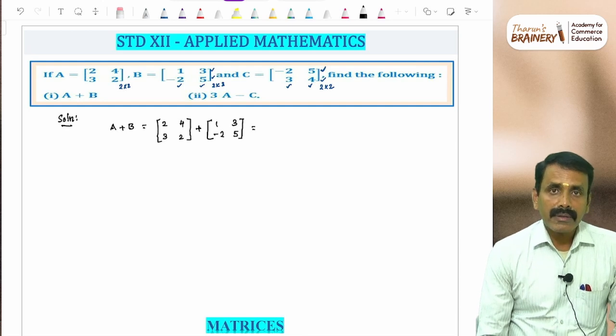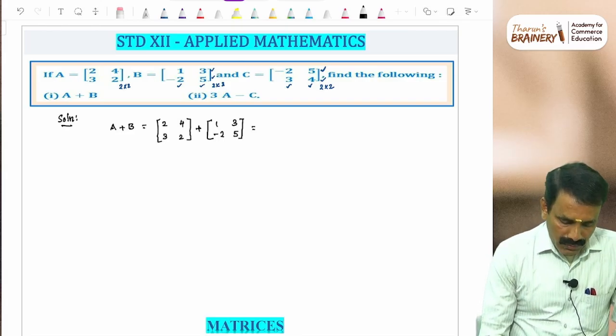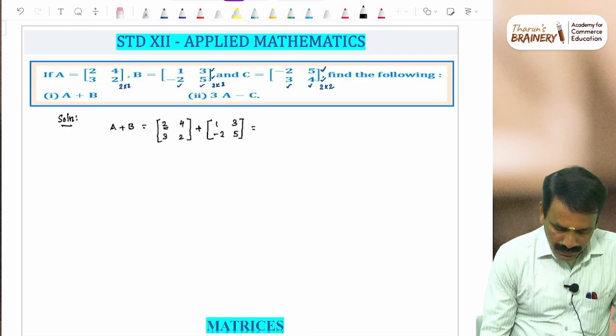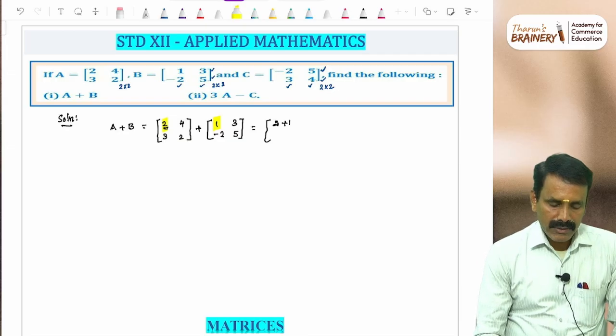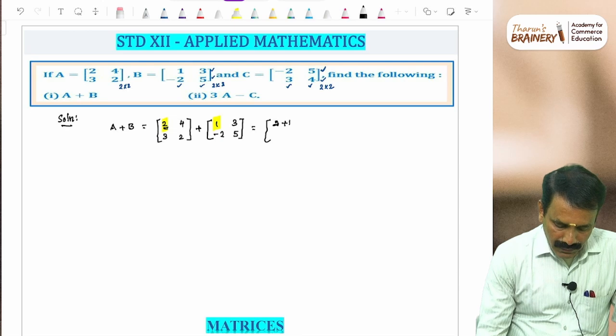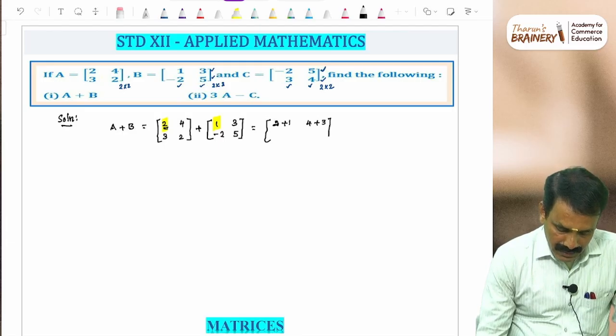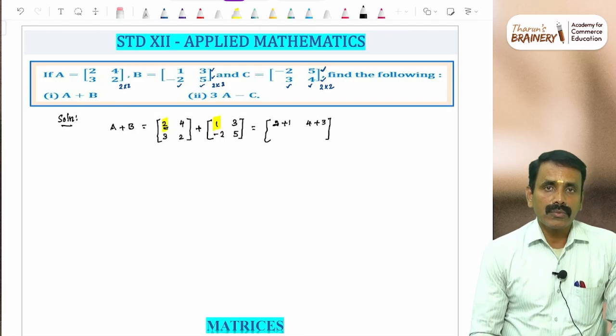What do you mean by corresponding element? First row, first column element of matrix A should be added with first row, first column element of matrix B. So, what is the first row, first column element? 2. 2 added with first row, first column element 1. So, 2 plus 1. Next, first row, second column element 4 added with first row, second column element of the second matrix, 3. So, we added the elements of the first row first.